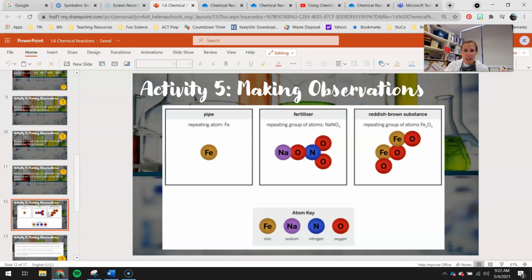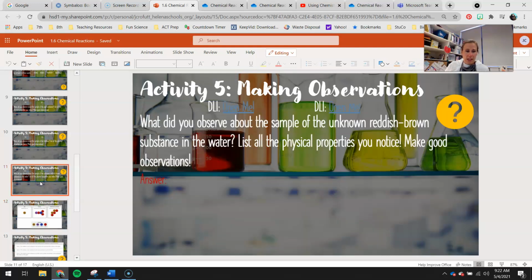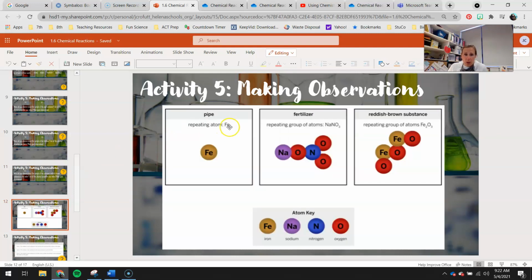Okay, finally, once you guys have done that, make sure you complete that before you move on to the next section. So what we have seen is that we found out using some chemical analysis that this pipe is a repeating atom, which is iron. So we have a bunch of iron atoms that come together to form that solid pipe. And that was the substance in the pipe.